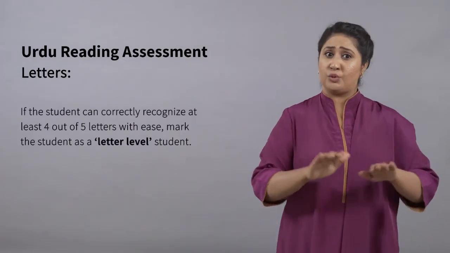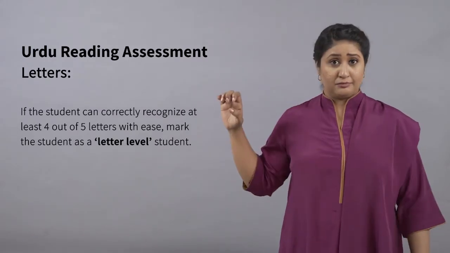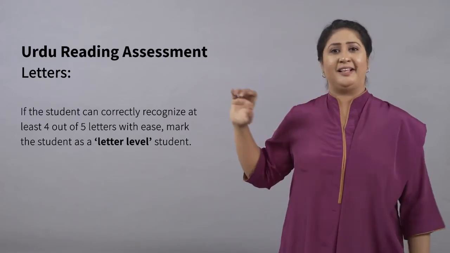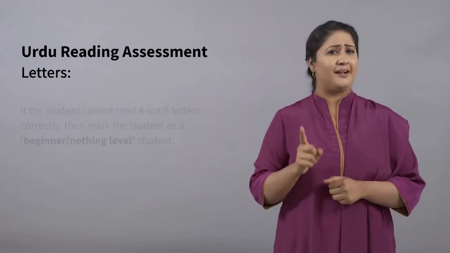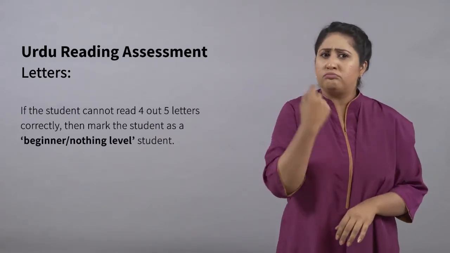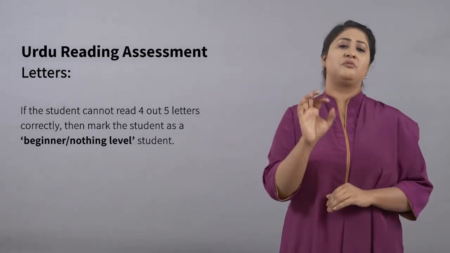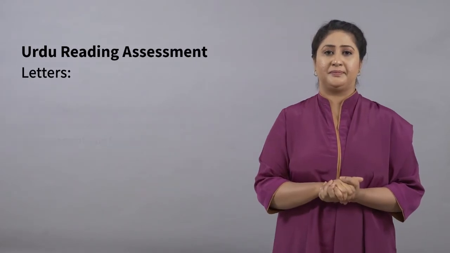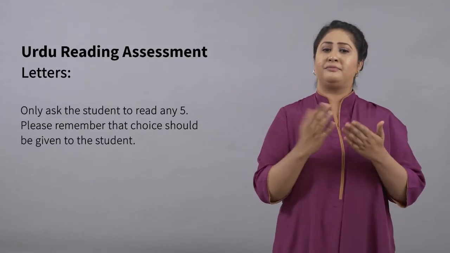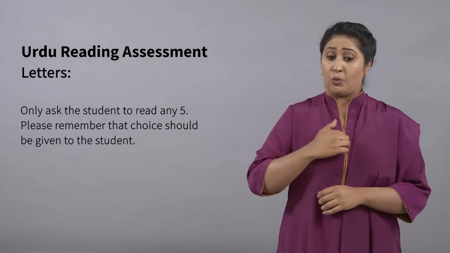If the student can correctly recognize at least 4 out of 5 letters with ease, mark the student as a letter level student. If the student cannot read 4 out of 5 letters correctly, then mark the student as a beginner/nothing level student. Only ask the student to read any 5. Please remember that choice should be given to the student.